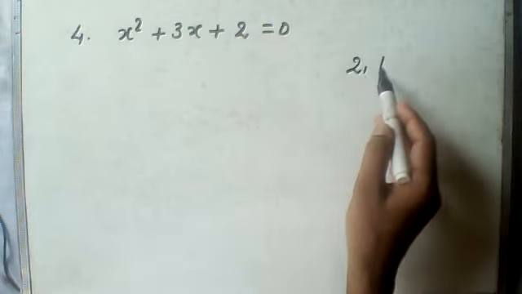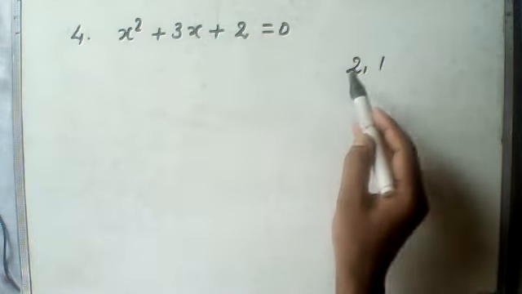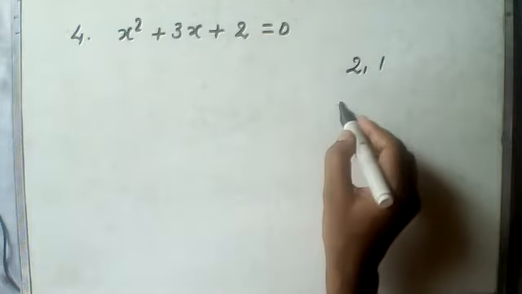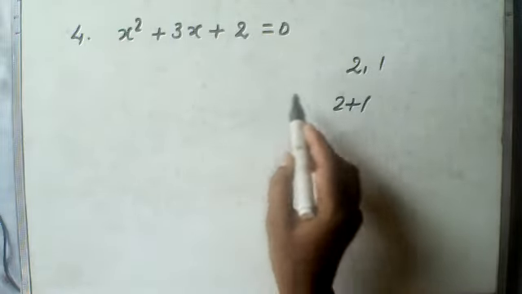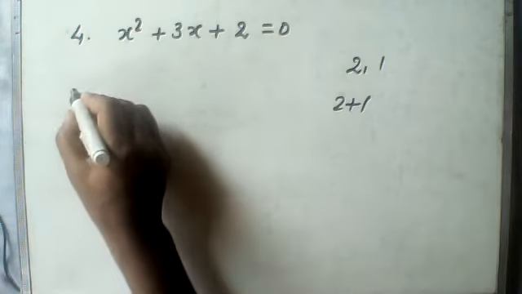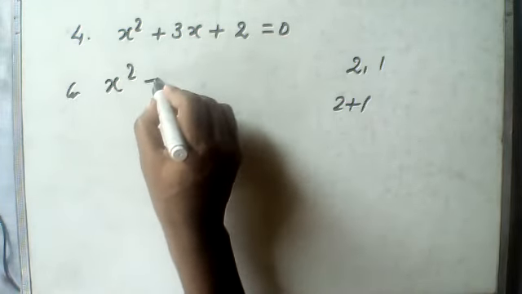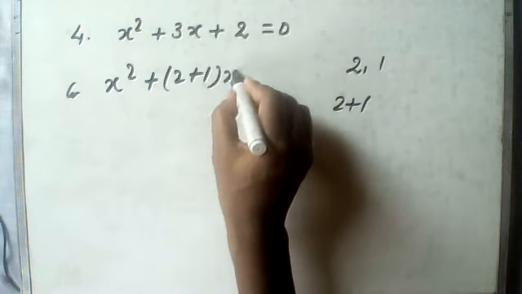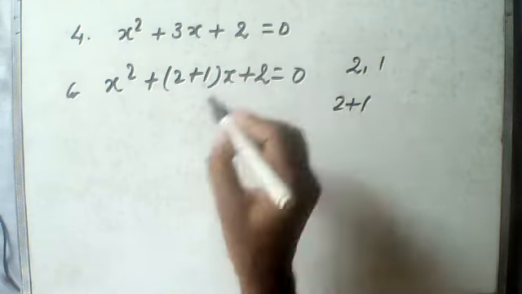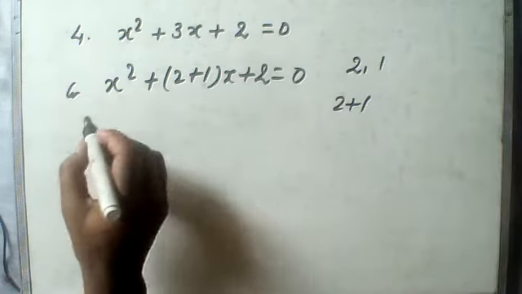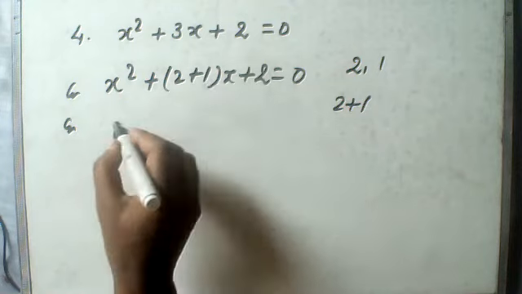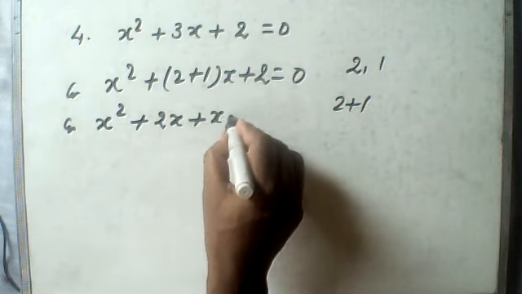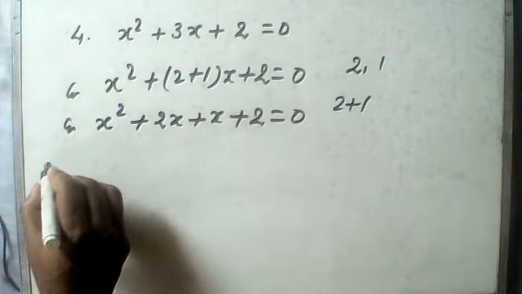The two factors are 2 and 1, and there is a plus, so the sum of these two factors, 2 plus 1, is 3. So 3 can be written as 2 plus 1. So x square plus 2 plus 1 x plus 2 is equal to 0. Now remove the bracket, or multiply 2 and 1 by x: x square plus 2x plus x plus 2 is equal to 0.